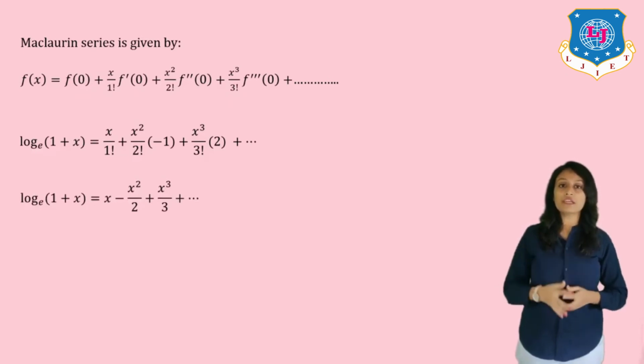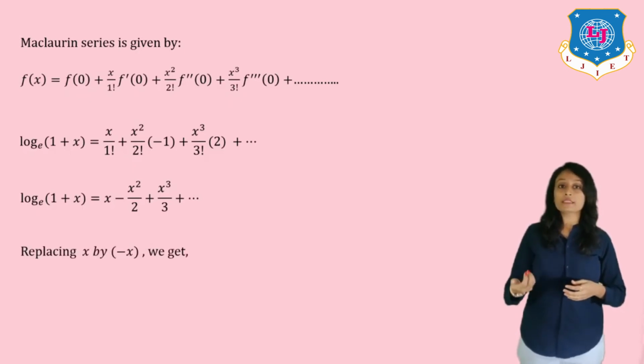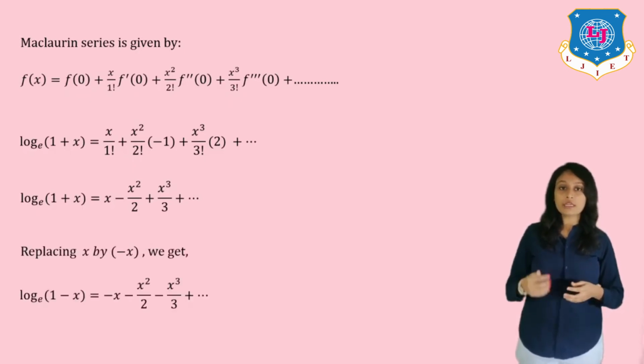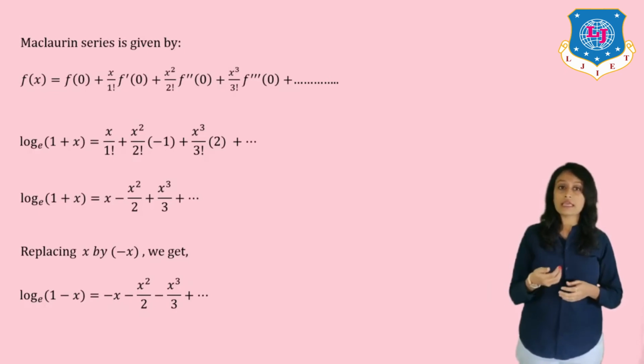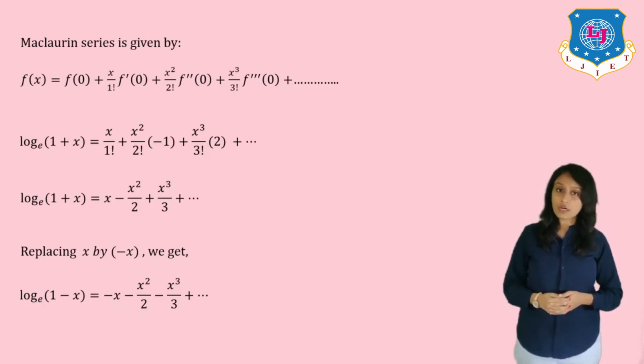On simplification we get log(1 + x) = x - x²/2 + x³/3 and so on. Now we have to find the Maclaurin series of log(1 - x), but we will not find its derivatives. We will write it down directly by replacing x by -x. So you will get the Maclaurin series of log(1 - x), which is -x - x²/2 - x³/3 and so on.